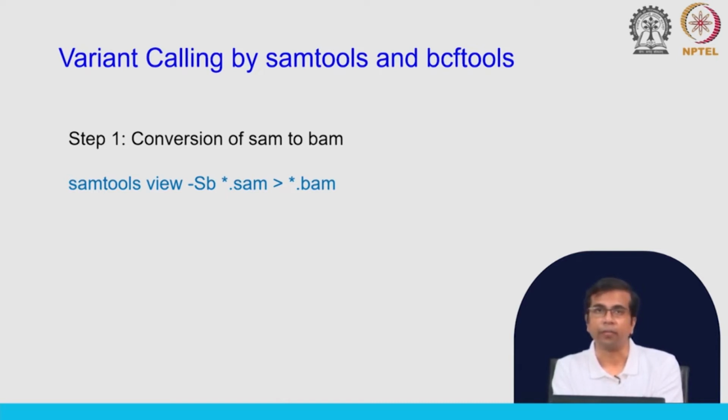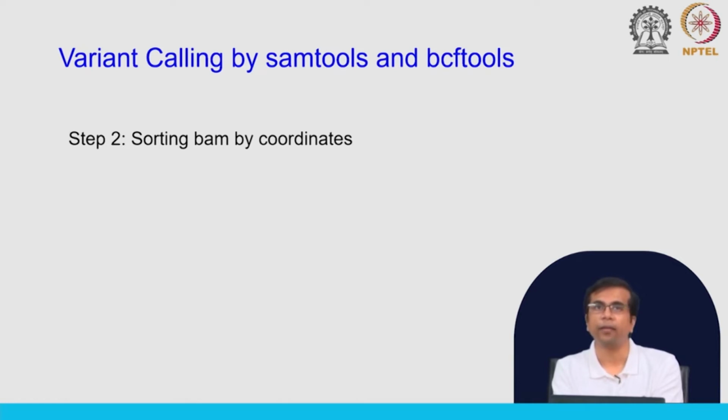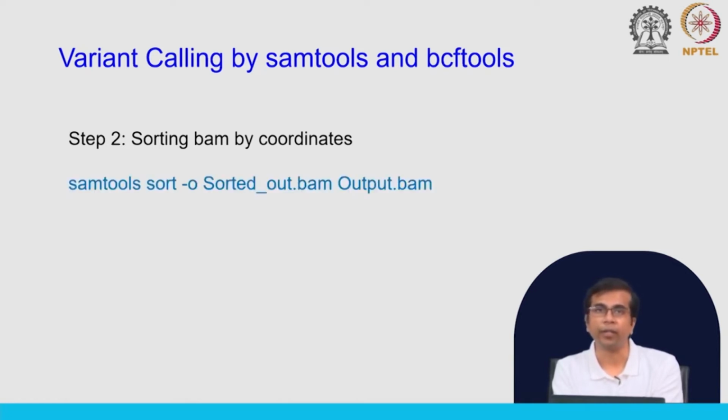This is conversion to SAM, conversion of SAM to BAM. Then you have sorting of BAM by coordinates. Okay. So, again this is the command SAM tools sort command. Okay. And then you have the option minus O.